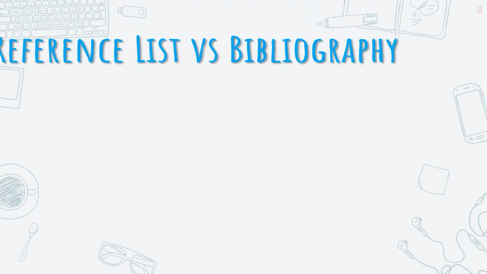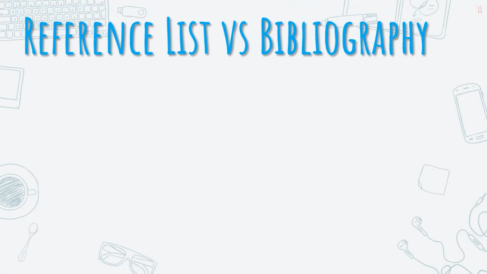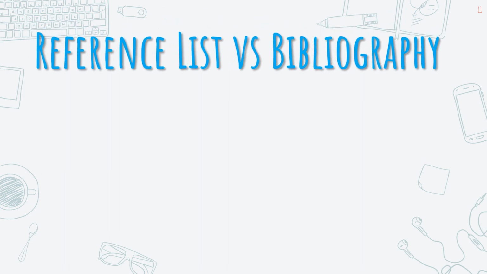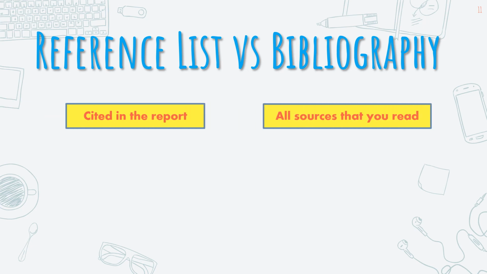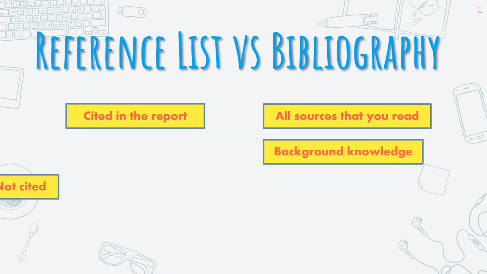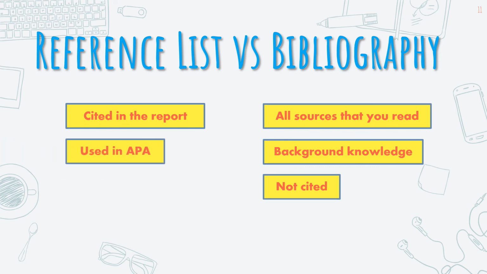Now, if you've ever been asked to include a bibliography in your work, you might be wondering how this is different to a reference list. A reference list will only include references that are cited and used in your report. A bibliography, however, will also include all sources that you have read. You may only have read these for background knowledge and not actually cited them in your report. In APA, we use a reference list, and we do not typically use bibliographies. However, a bibliography can be added if your teacher has asked you to provide one.